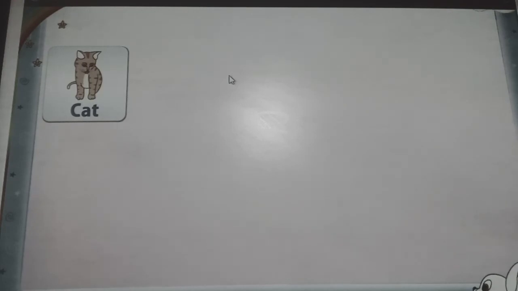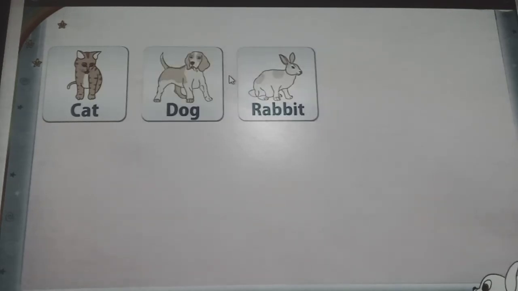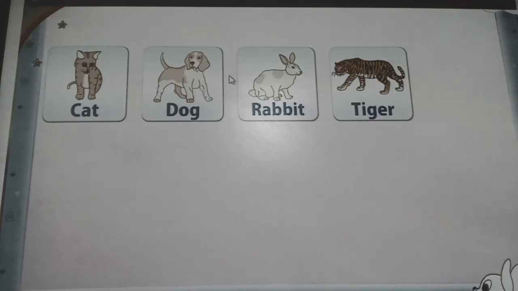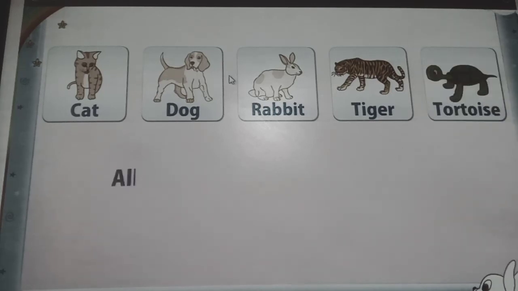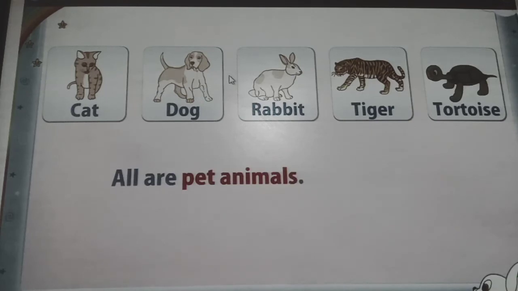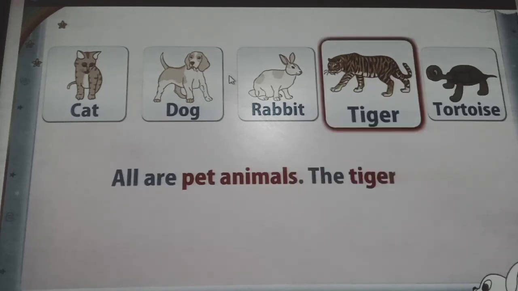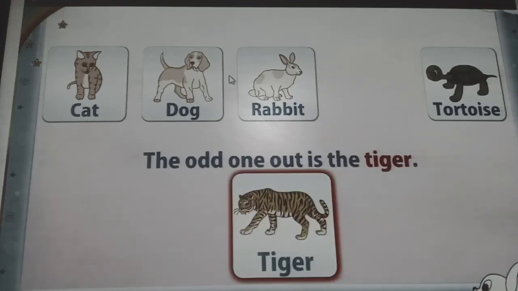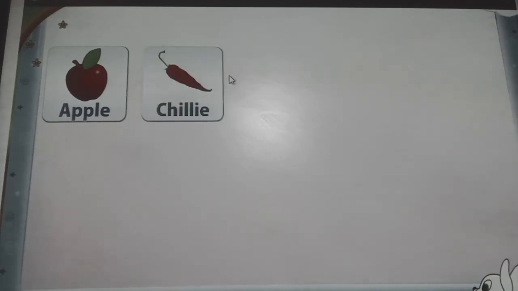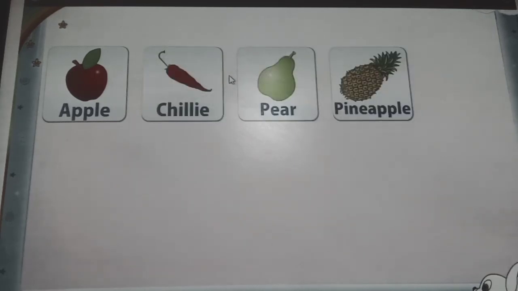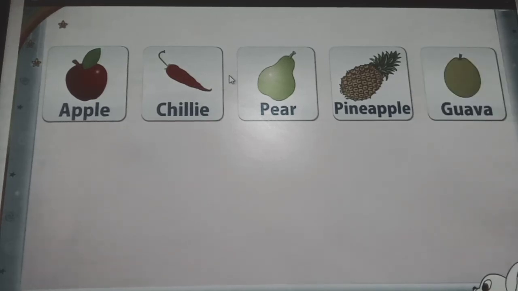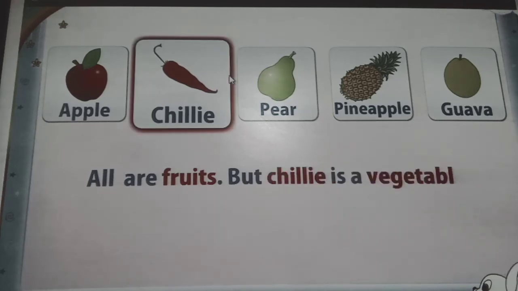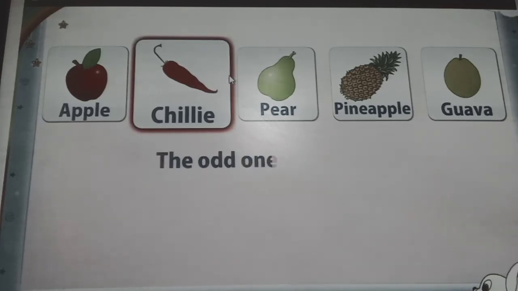Cat, dog, rabbit, tiger, tortoise. All are pet animals. Oh, the tiger isn't. The odd one out is the tiger. Apple, chili, pear, pineapple, guava. All are fruits. But chili is a vegetable. The odd one out is chili.